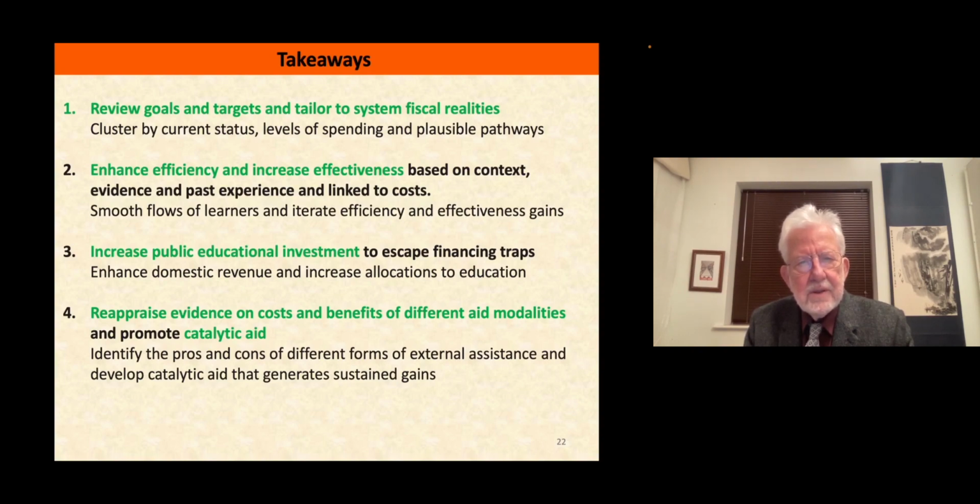This is not what emergency aid does, and that's a different kind of discussion. But if we're talking about aid which is directed towards resolving financing traps, then it has to be directed towards those things which are causal in generating the trap and in generating costs which can't be sustained from domestic revenue. So we need to look again at the idea of catalytic aid to see to what extent we can recast what we do, not in terms of filling gaps and then having to fill them again, but filling them once and for all.